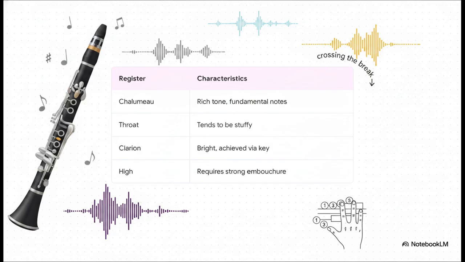So, because of that register key Denner invented, the clarinet operates in 4 distinct ranges. Down at the bottom, you have the rich Chalumeau register. Moving up, you hit the throat tones, which tend to be pretty stuffy. Above that is the bright clarion register, and finally, the high register. As a director, you know that crossing the break, moving from those stuffy throat tones where barely any fingers are down, over to the clarion register that requires a ton of fingers, is absolutely one of the most critical mechanical hurdles your kids are going to face.